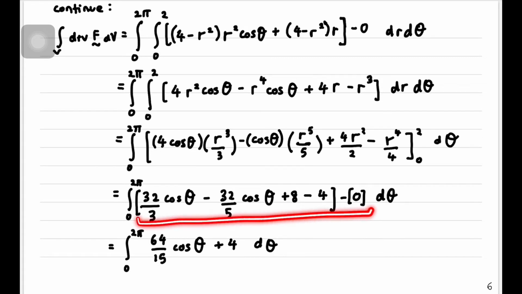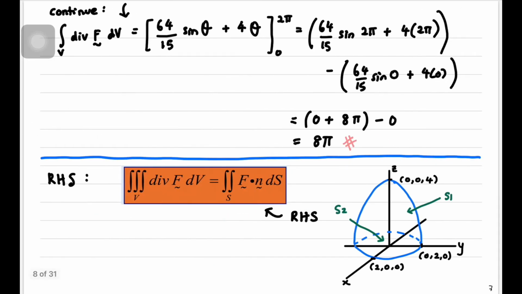Again, substitute the lower and upper limit and simplify. Okay, and the last part, integrate with respect to theta. You get this, substitute this upper limit minus the lower limit, simplify, then you will get 8 pi. Okay, this is for the left hand side. Then you have to do the right hand side, the surface integral.